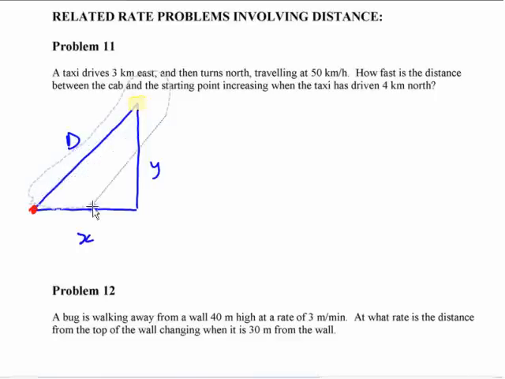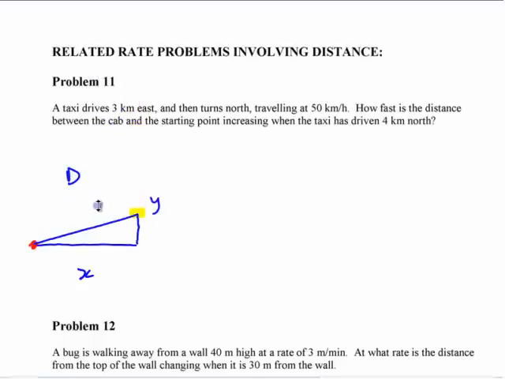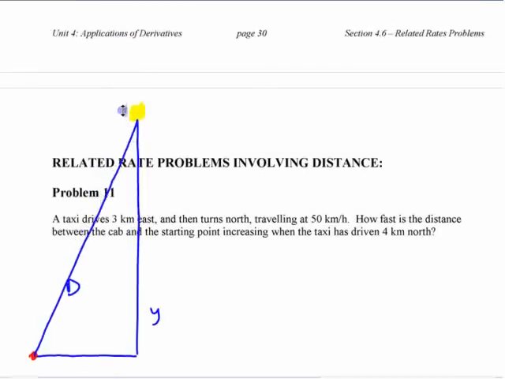We just want this. This is increasing here, right? The distance is increasing. Which one is not changing? The x is not changing, because it says they drove 3 kilometers east and then they turned north. This is changing. You're looking at how the length of the hypotenuse is changing relative to the other side. It's affected by several things.